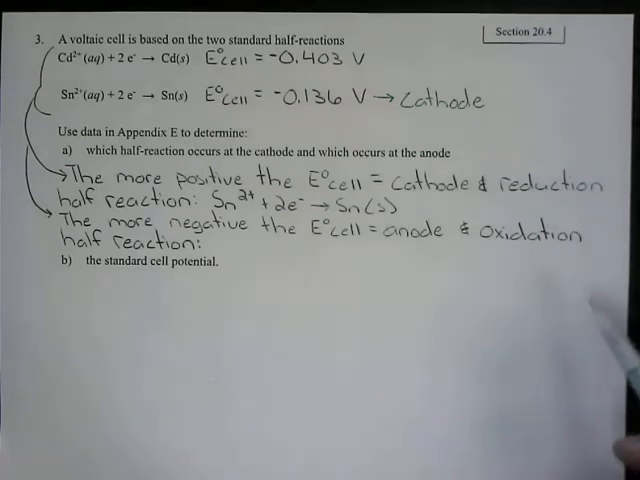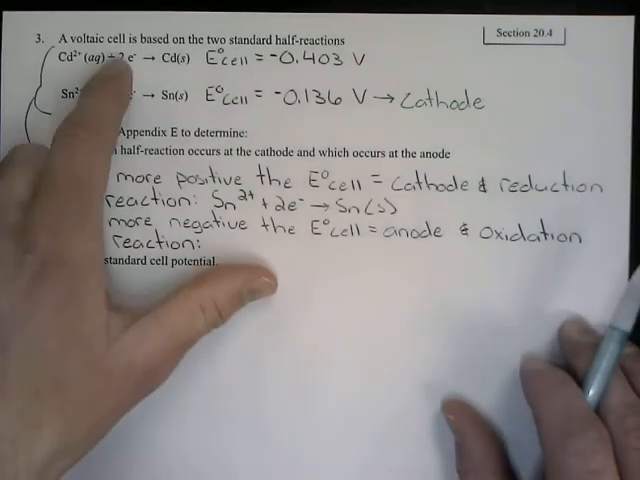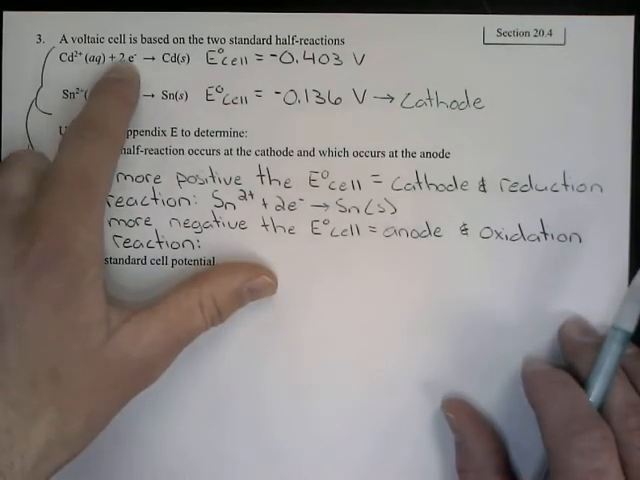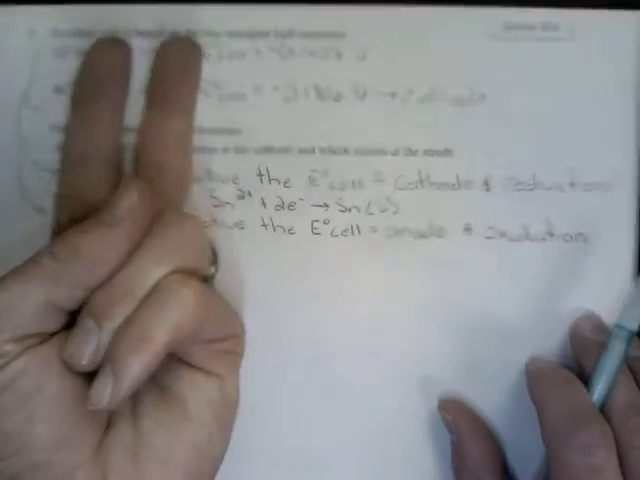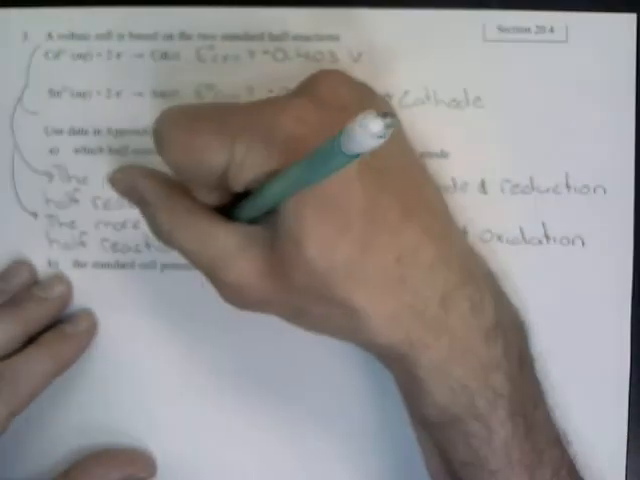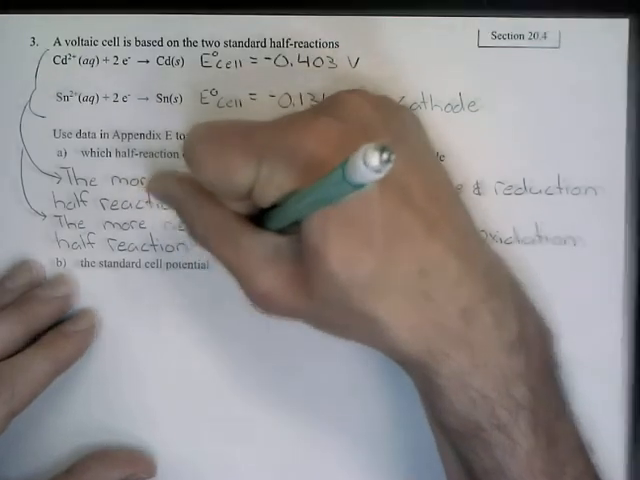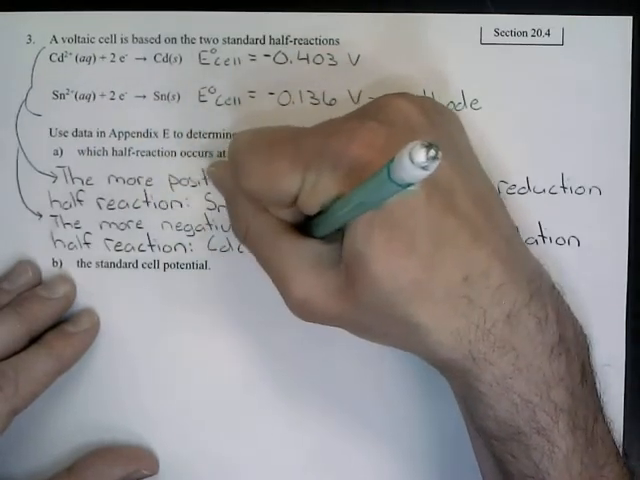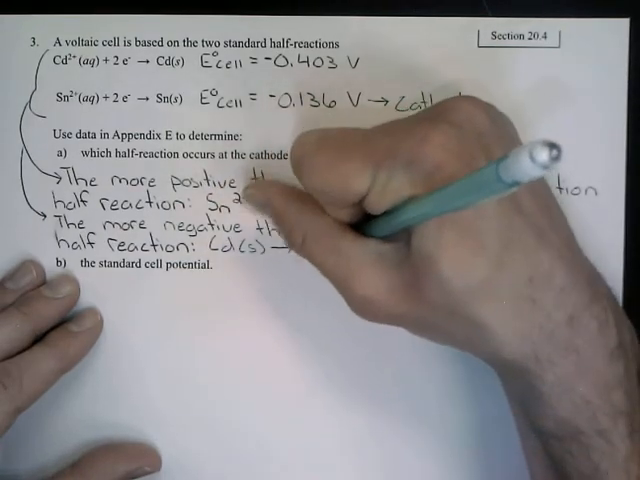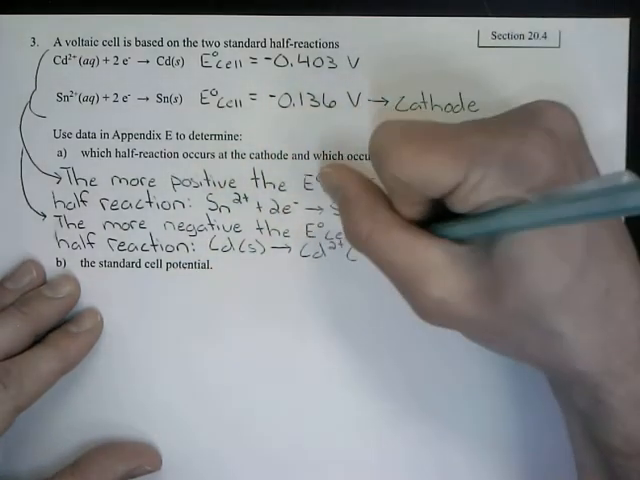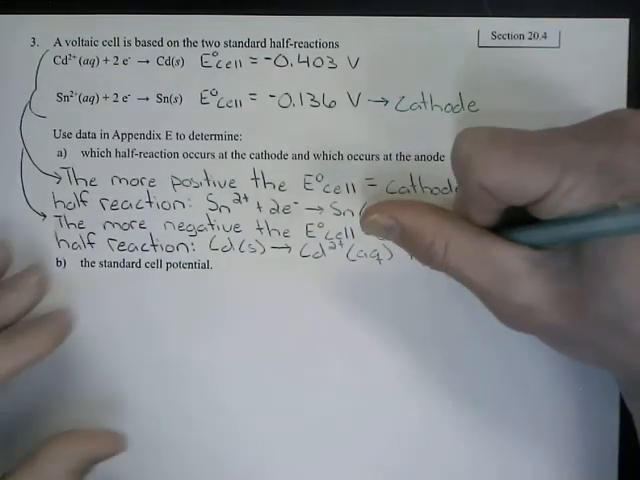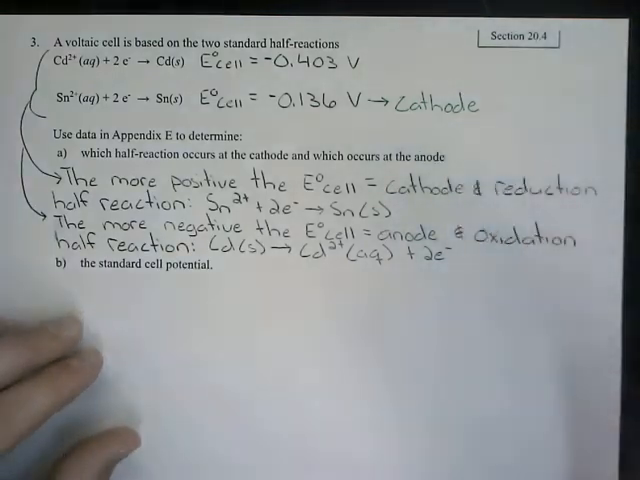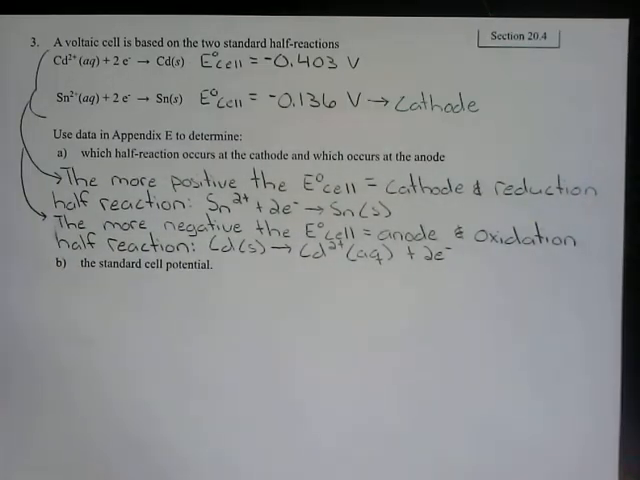Okay, so I want to emphasize this. Oxidation, remember, is loss of electrons. So this is showing a reduction. So what we're going to need to do, because this is more negative, is flip our products and reactants. So our oxidation would be solid cadmium gets oxidized to cadmium 2 plus plus our 2 electrons.